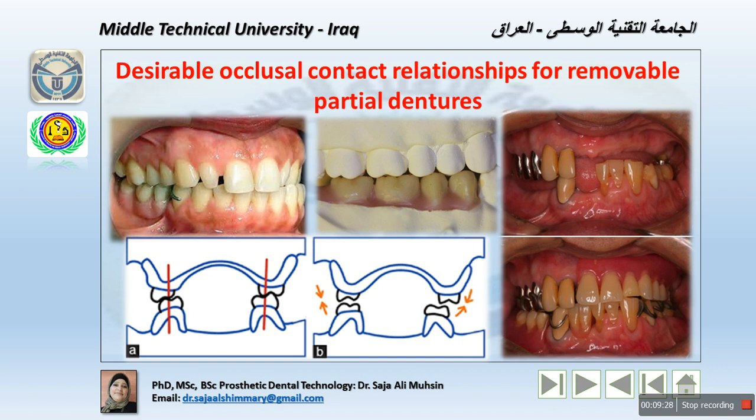Also, simultaneous working and balancing contacts should be formulated for the maxillary bilateral distal extension removable partial denture whenever possible. Such an arrangement will compensate in part for the unfavorable position the maxillary artificial teeth must occupy in relation to the distal residual ridge.